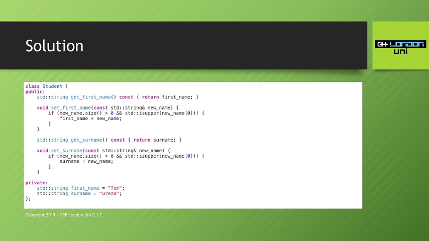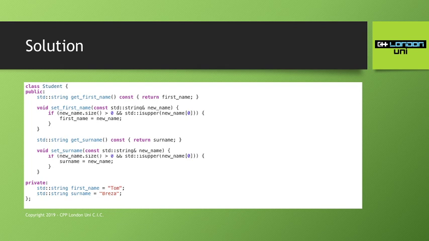We then introduce a private section, and in this private section we have our two data members, first name and surname, which I've given default values. But, oh yes, one other thing to mention is that although I haven't shown any examples of it, it is perfectly legal to have member functions that are in the private section.